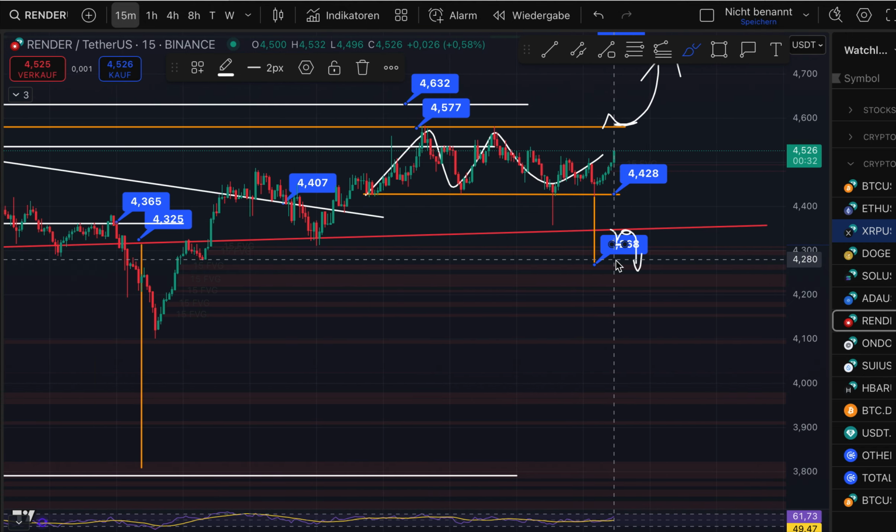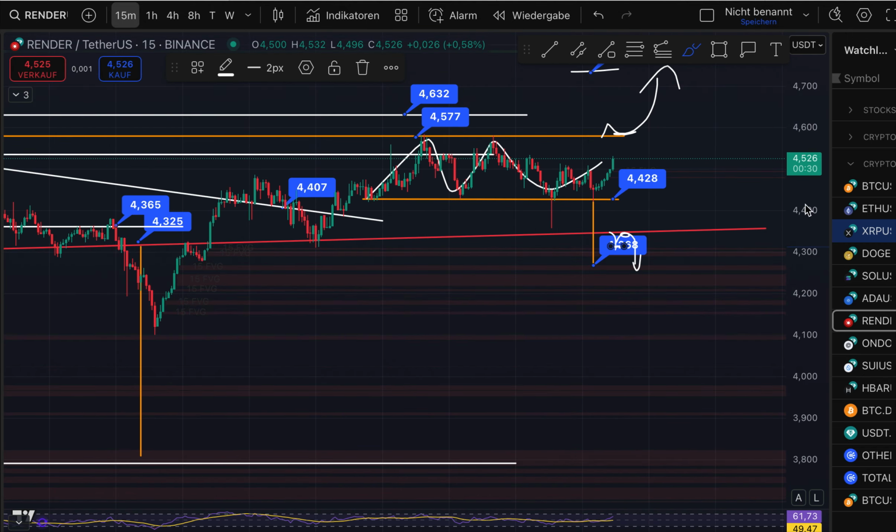So this is my plan for Render, and I'm not going to be surprised, because I'm going to trade in both directions depending on where we get the breakout.